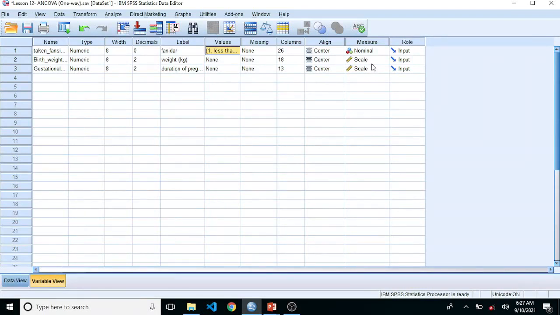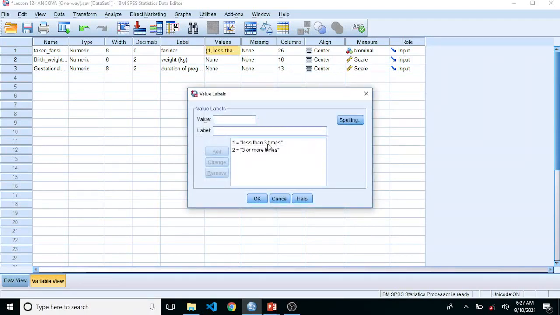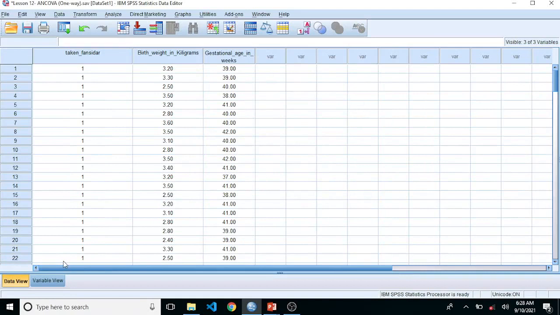Okay, the second assumption is that the independent variable should consist of two or more categorical independent groups. Here we have just two groups. The first group took Fansidar less than 3 times, and the second group took Fansidar 3 or more times. And of course, the groups are independent. You could not take Fansidar less than 3 times and then take it again 3 or more times. So the groups are independent, and we will check if the dependent variable contains some outliers.